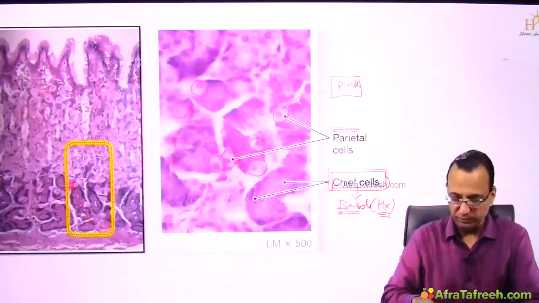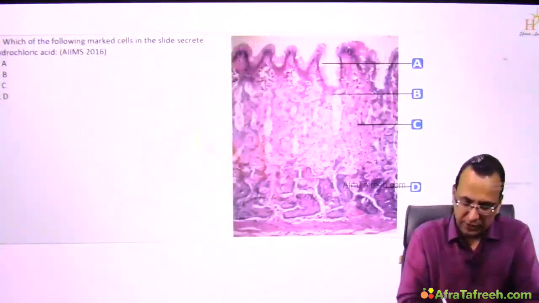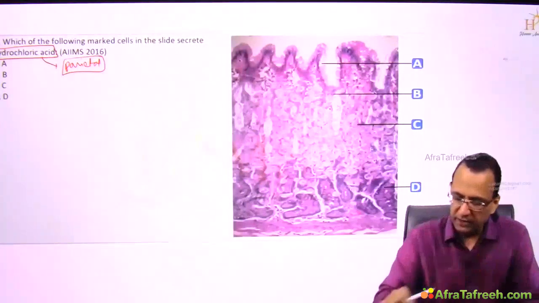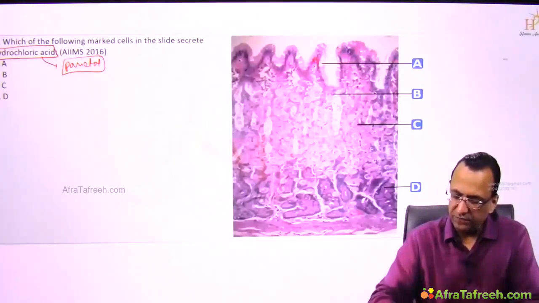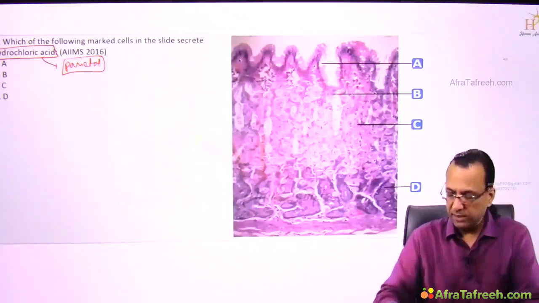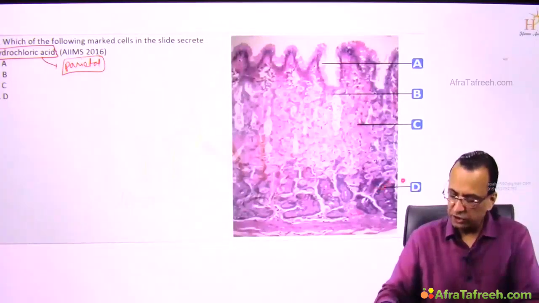So this is our question. Let us look at the question again. It is asking who is secreting HCl. Our answer is parietal cell. So where is the parietal cell? You have to understand, marker A is the surface mucous cell, marker B is the mucous neck cell, and marker C, that is the parietal cell. And what is marker D? That is the chief cell.